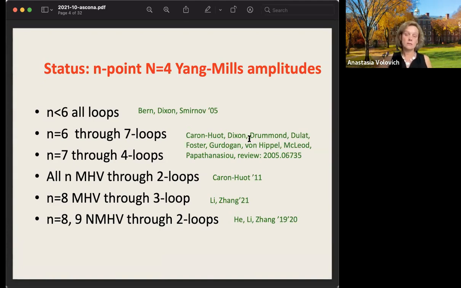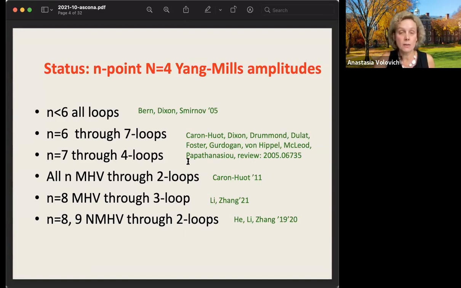And so interesting recent progress came from the work by Song Hee and his student and postdoc, where they were able to compute some new amplitudes. For example, for 8 and 9 points, they were able to get NMHV through 2 loops. And very recently, 2 weeks ago, 8 points MHV has been computed through 3 loops. And I'll tell you some of the new features that arise. So it took a decade to move to the next step, and I'll try to explain why.